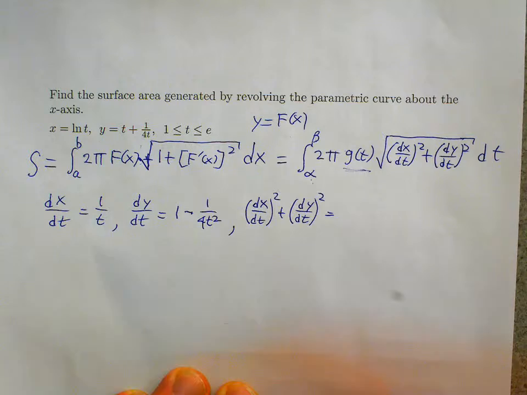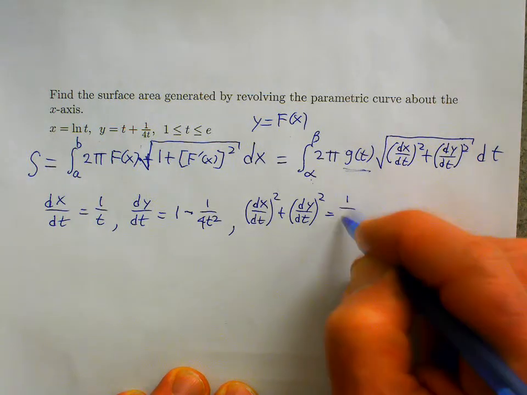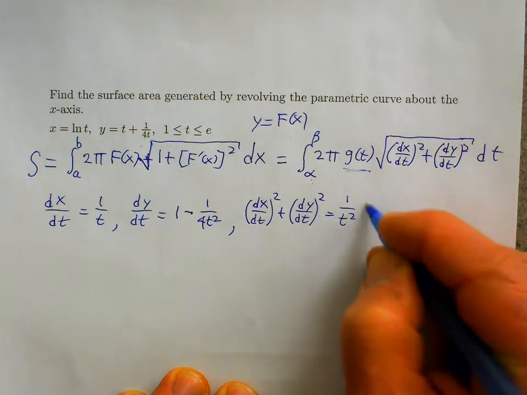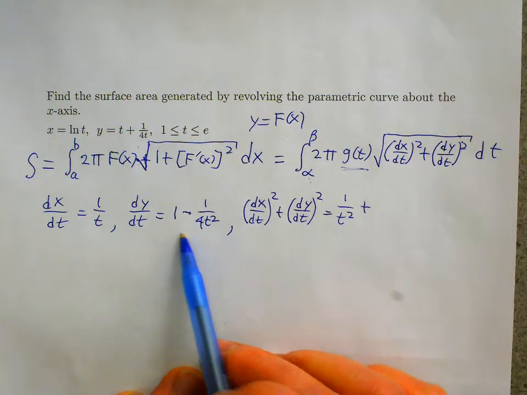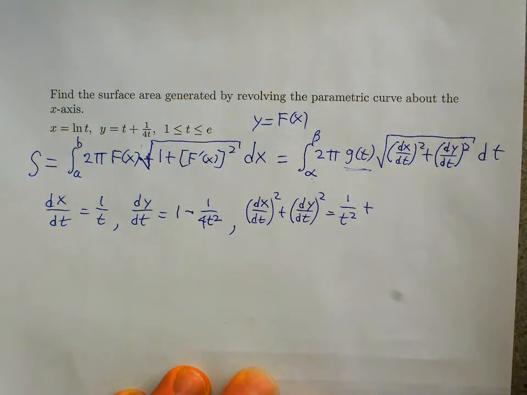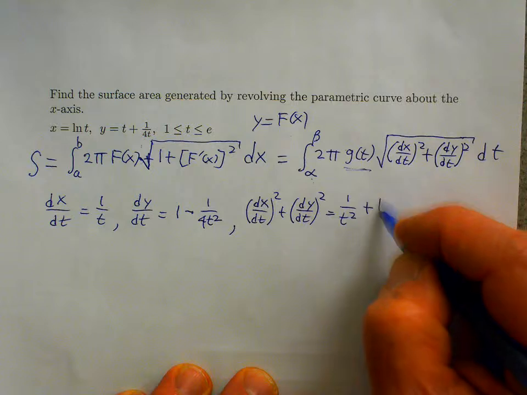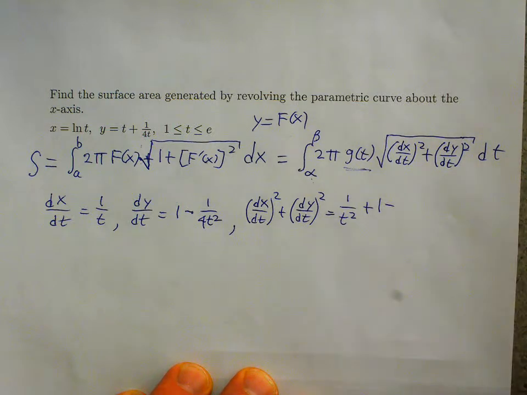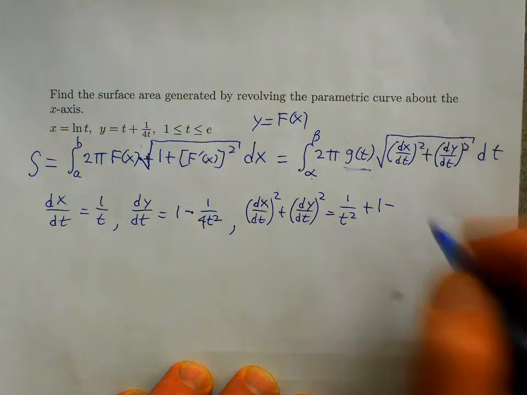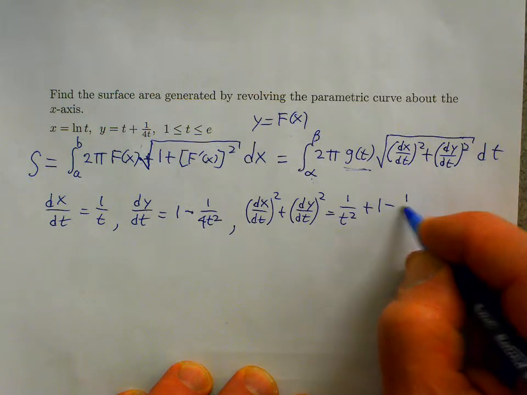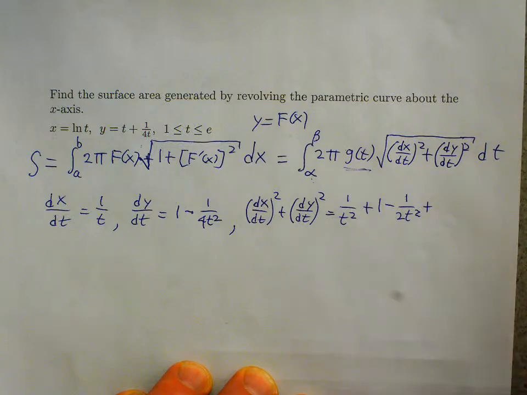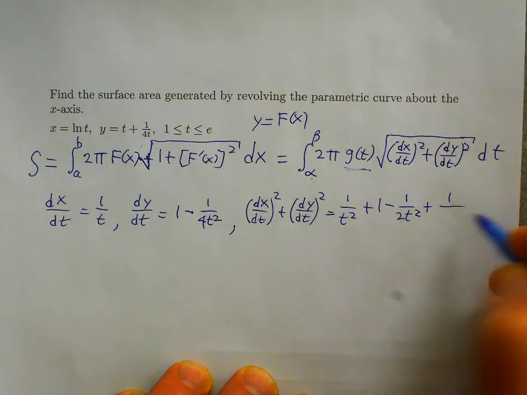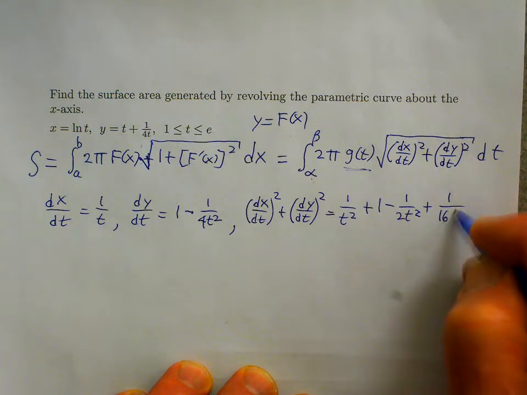Okay, when we square 1 over t, we get 1 over t squared. And then square the quantity 1 minus 1 over 4t squared. So we'll get 1, and then minus 2 over 4t squared, which simplifies to 1 over 2t squared, and then plus 1 over 16t to the fourth.